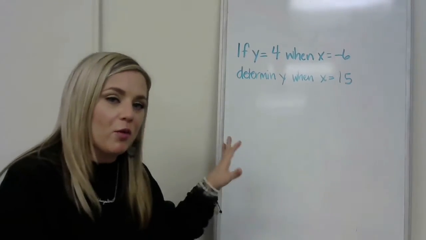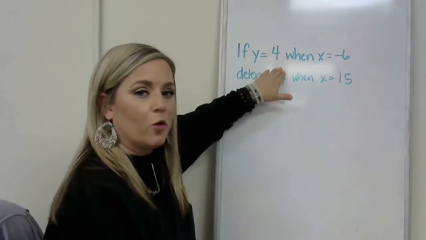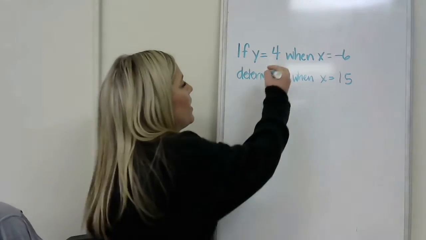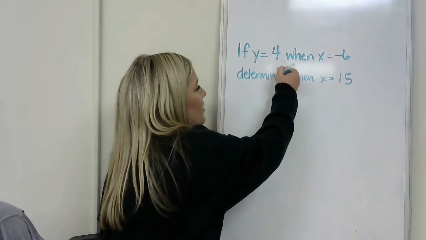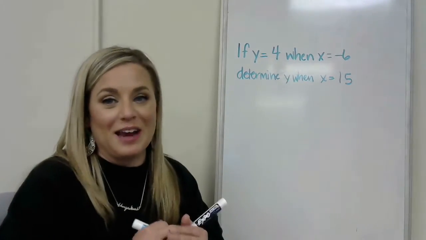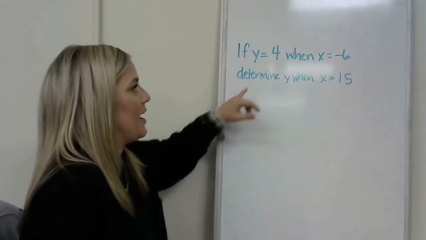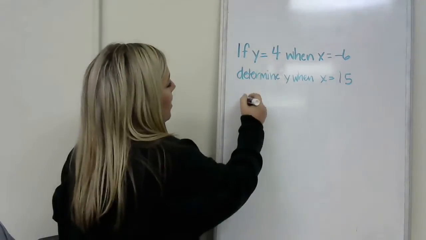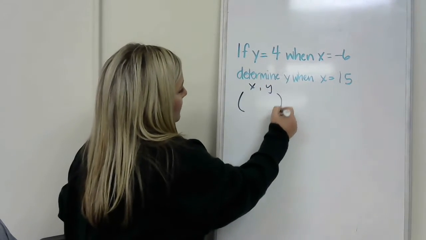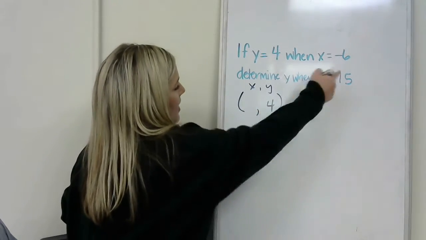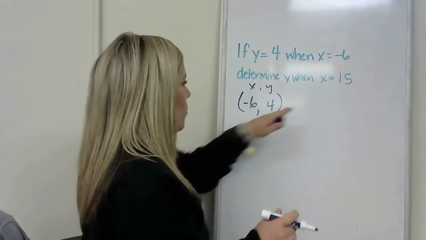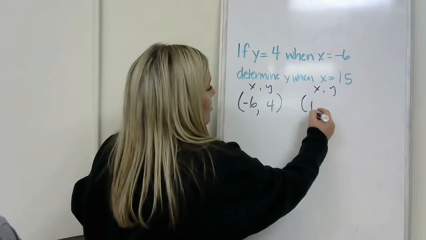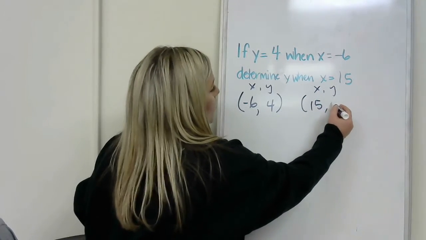Okay, so here's another way you may see this. It says if y equals 4 when x is negative 6, determine y when x is equal to 15. First off, I need to rewrite it. They're trying to trick me. They give me y first and then x next. So I'm going to rewrite it with x, y. y is 4, x is negative 6, and then we want to find y when x is 15 and y is, we don't know.